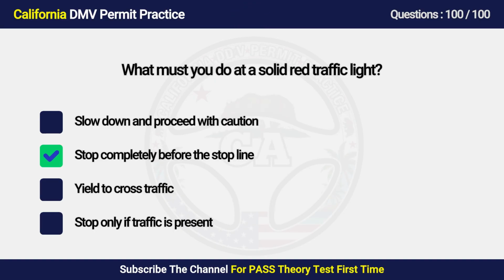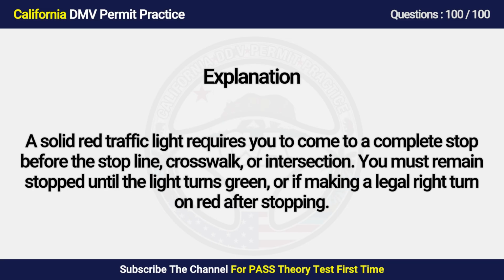Answer is B. Stop completely before the stop line. A solid red traffic light requires you to come to a complete stop before the stop line, crosswalk, or intersection. You must remain stopped until the light turns green, or if making a legal right turn on red after stopping.